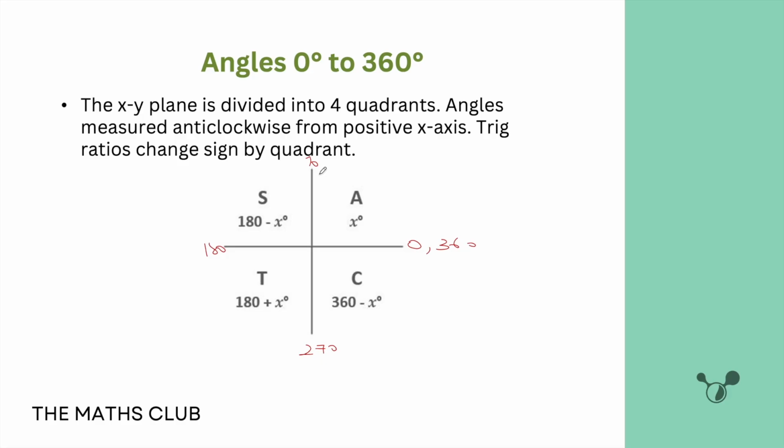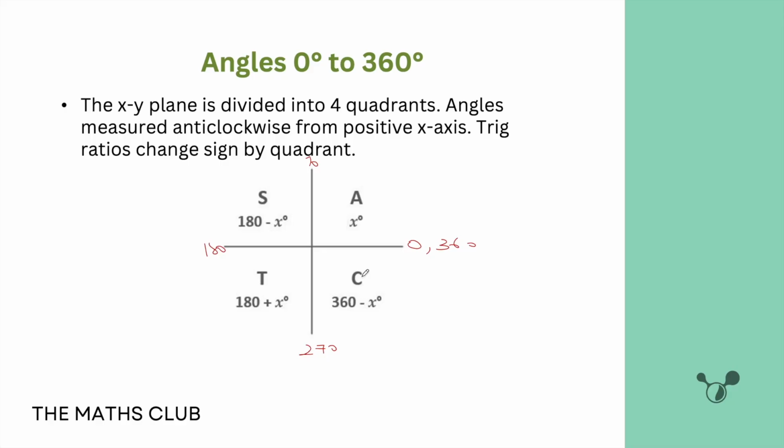All ratios between 90 degrees and 180 degrees are negative except for sine, so only sine is positive. All between 180 degrees and 270 degrees are negative except for tan. And then all between 270 degrees and 360 degrees are negative except for cos, which is positive. So the ones that appear here are the positive values: this one says all of them are positive, only sine is positive, only tan is positive, only cos is positive.